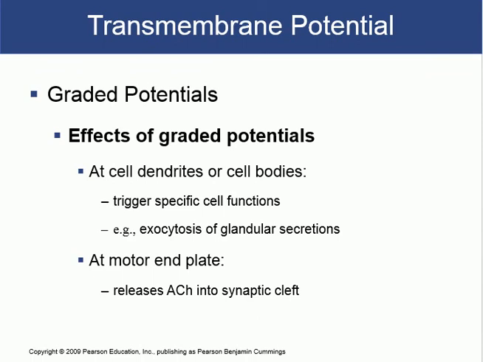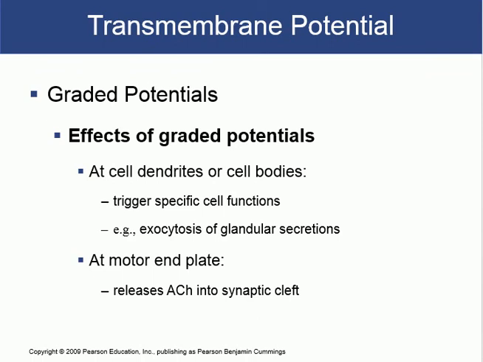So what happened when the graded potential or a signal came? At the dendrites and the cell bodies, do you remember the parts of the neuron? At the dendrites and the cell body, which is the first part, special functions will start, like exocytosis. If this is a motor end plate, acetylcholine will be released. What's the motor end plate?